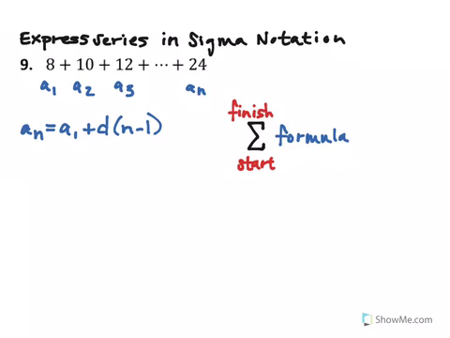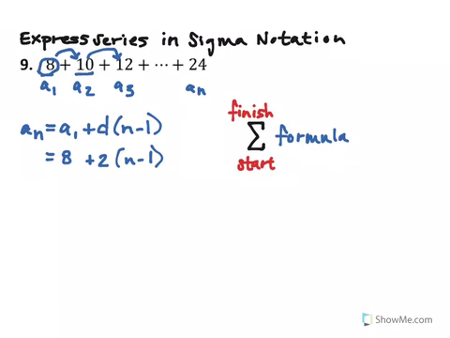So our common difference we know is just by taking the second term and subtracting from it the first term. We see that it is changing by 2 each time. So our common difference here will be 2. And the first term is going to be positive 8, so we can plug that in as well.